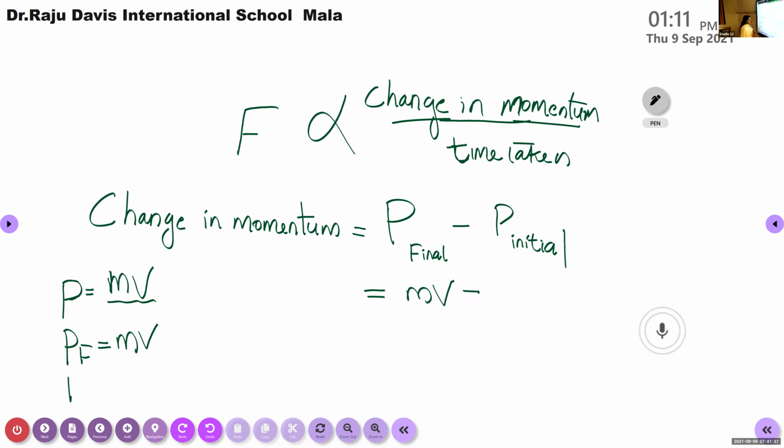What about the initial momentum? P initial is m into u, mass into initial velocity. Here we consider the initial momentum, which means the product of mass and initial velocity. So it becomes mu.